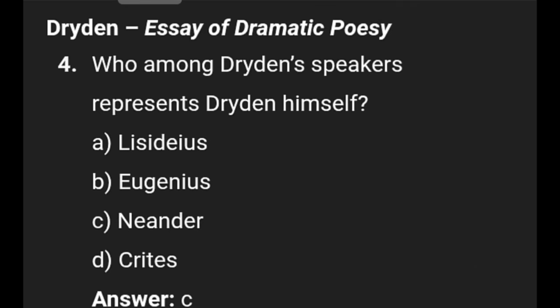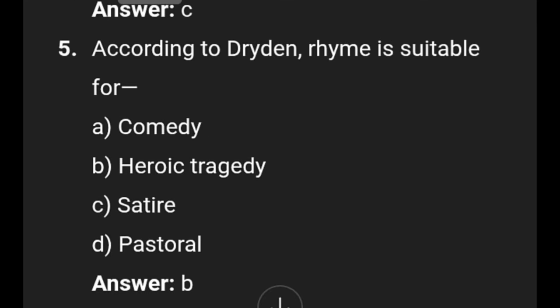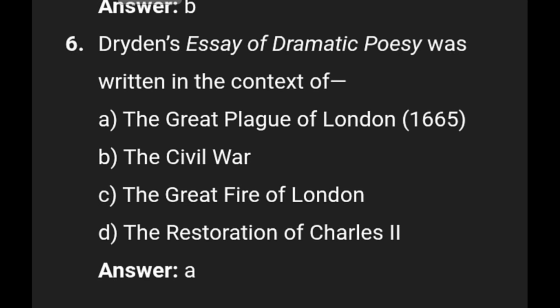Then question from Dryden's Essay of Dramatic Poesy. Who among Dryden's speakers represents Dryden himself? Neander. According to Dryden, rhyme is suitable for heroic tragedy. Then Dryden's Essay of Dramatic Poesy was written in the context of the Great Plague of London, 1665.